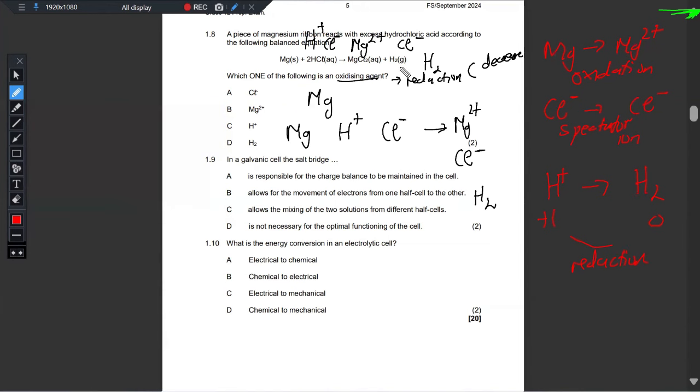So what did they say? Which one is an oxidizing agent? The oxidizing agent is the one that undergoes reduction, so meaning it is your H+. Which one matches up with that? It's option number C. Right. So you have to know how to break those down into ions so that you can tell what is happening there. So option C is correct.